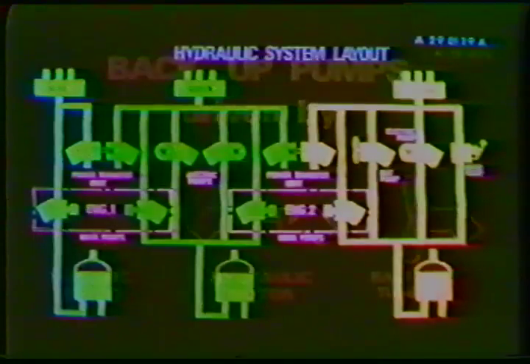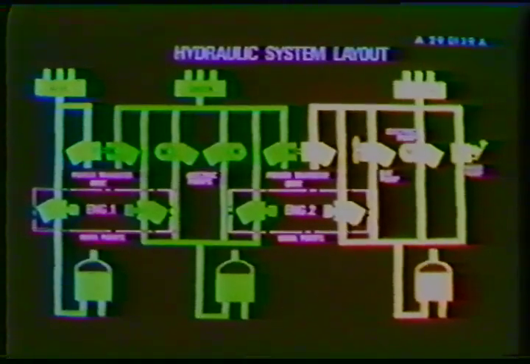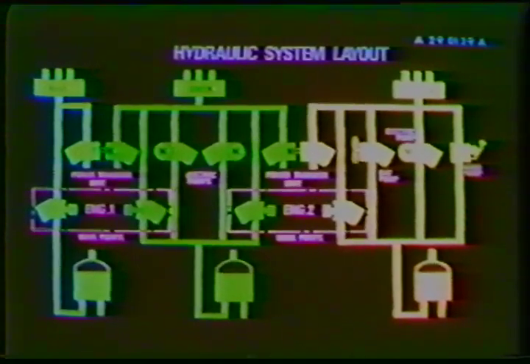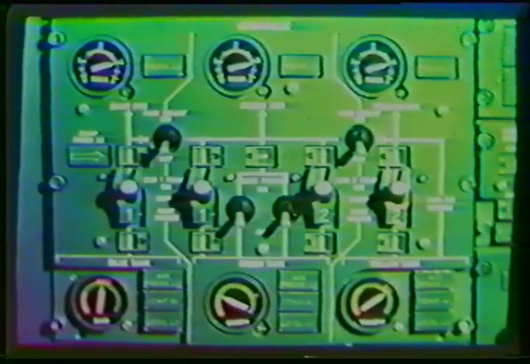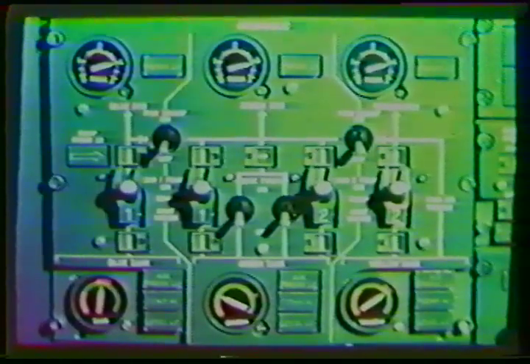The 4 engine-driven pumps and 7 backup pumps are shown here, positioned in the hydraulic system layout. For operational understanding, the relationship of pump controls to pump positions in the system layout may be visualized by comparison of the control module and the schematic plan of the hydraulic power generation system.